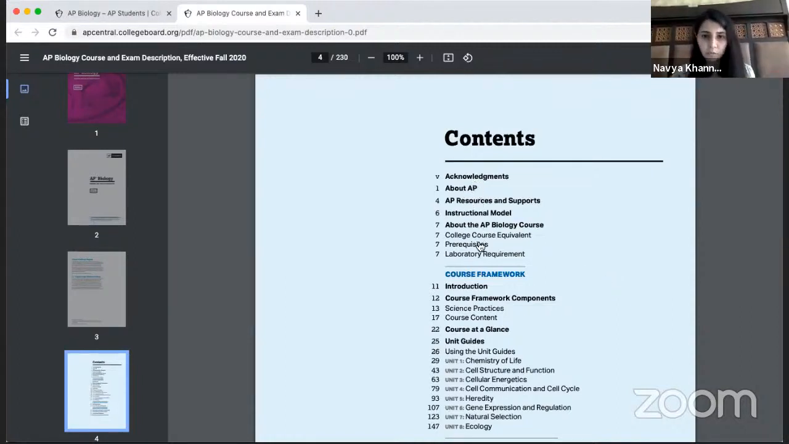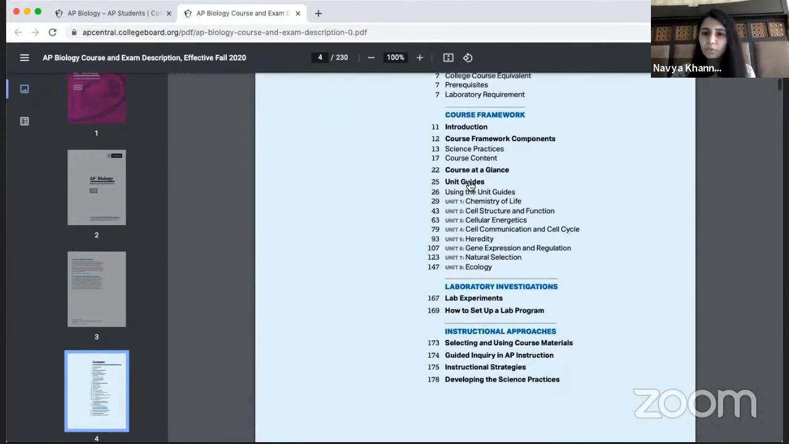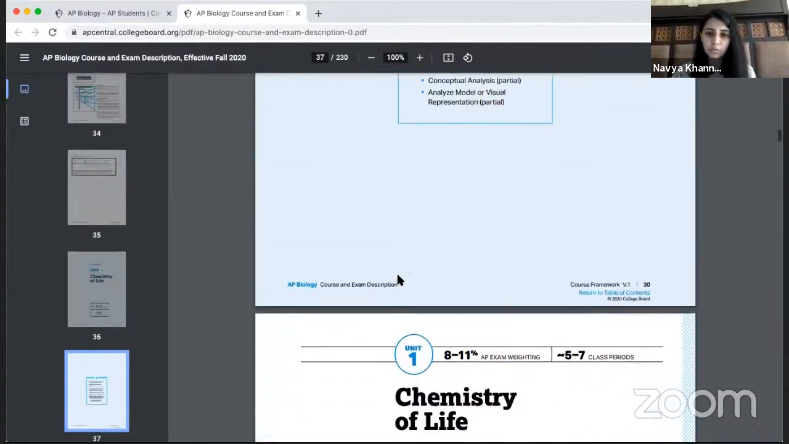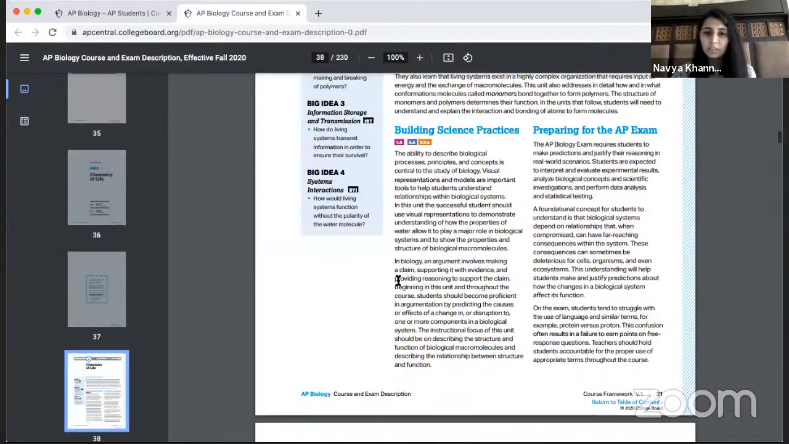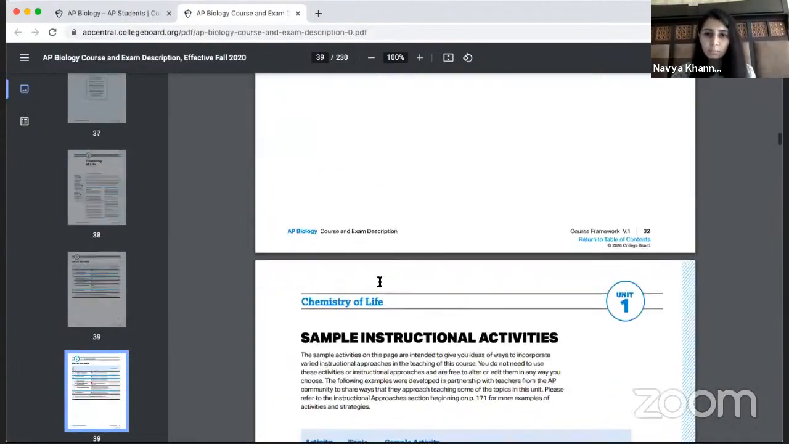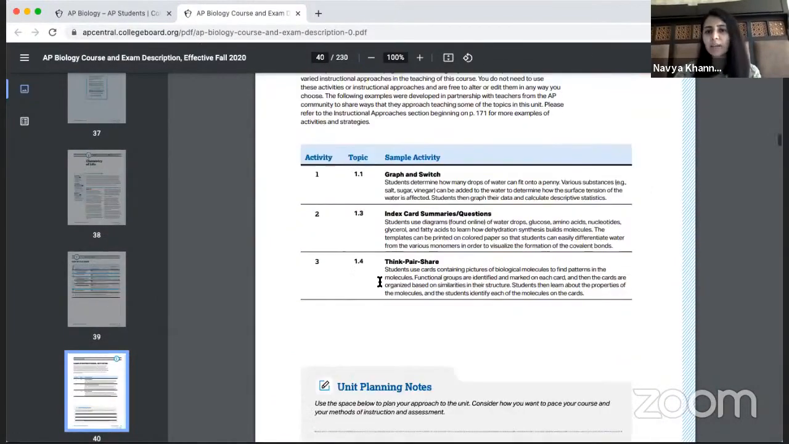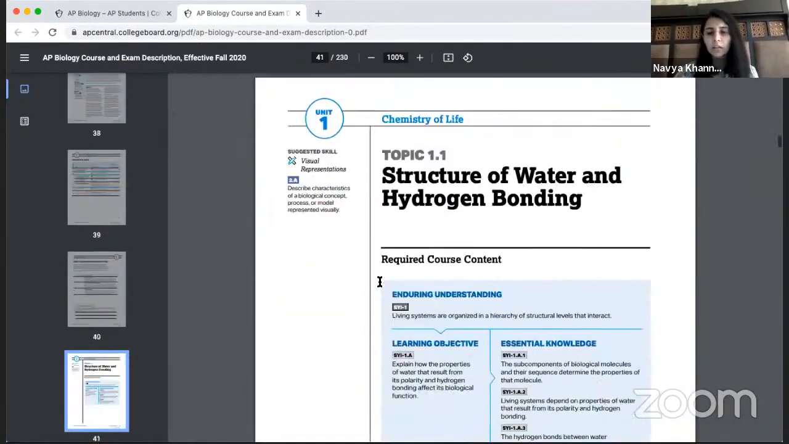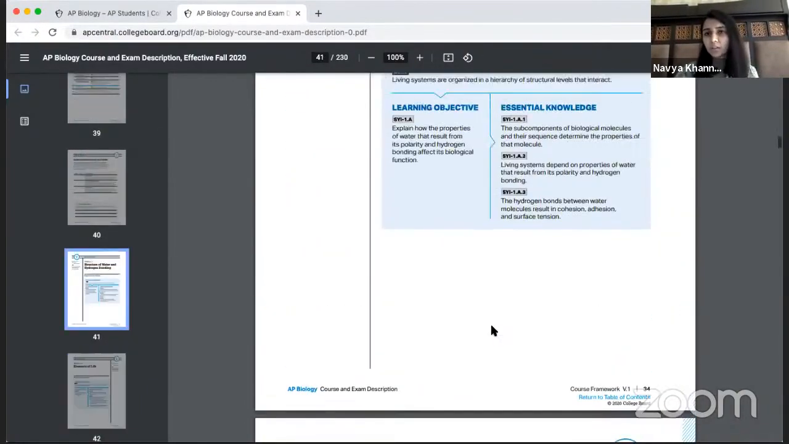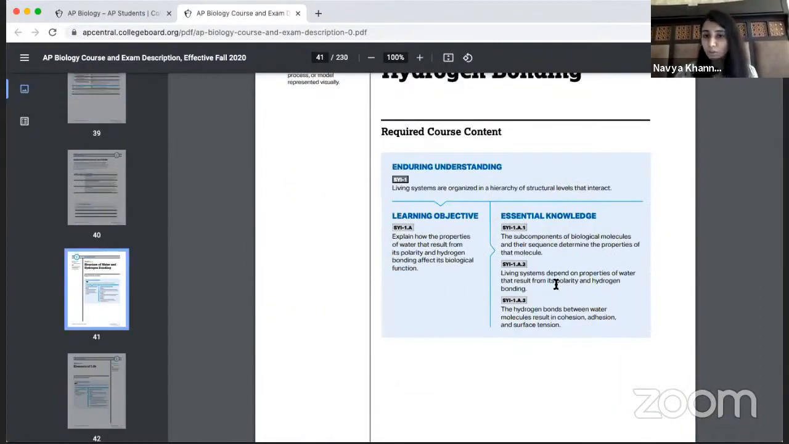Okay, so this tells you, of course, there's an introduction bit of it, but then they also have this course framework, and they've given you everything in detail over here. Let me just show you one. Right, so let's look at unit 1. So they've given you everything that you need to know over here, right? Suggested skills, and then also in detail, sample instructional activities. And then each topic is subdivided, and they've told you what kind of essential knowledge you need, right?